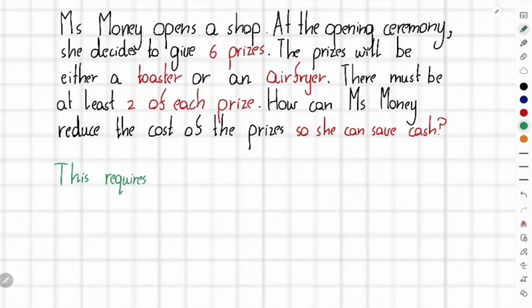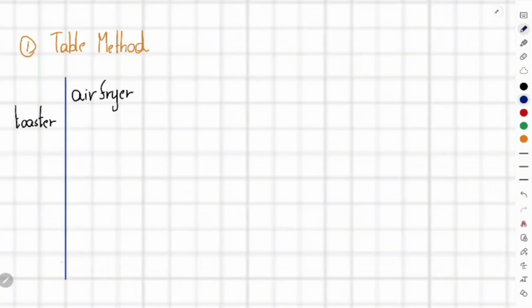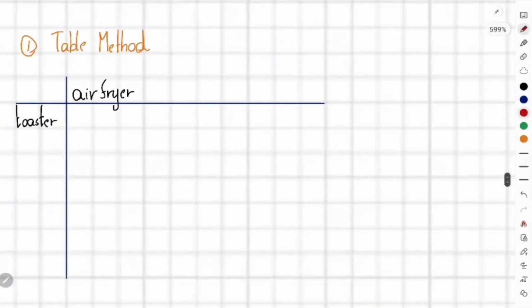So this requires optimization, and there's 2 of the aforementioned methods, brute forcing or programming. These use respectively tabulation or graphical method. We're going to use the tabulation method first. This method is advantageous when you have a small data set, but becomes tedious when you have a very large data set. We start by drawing the table.